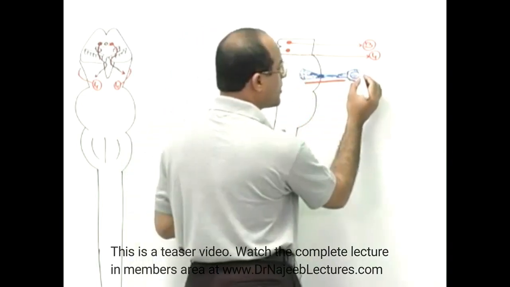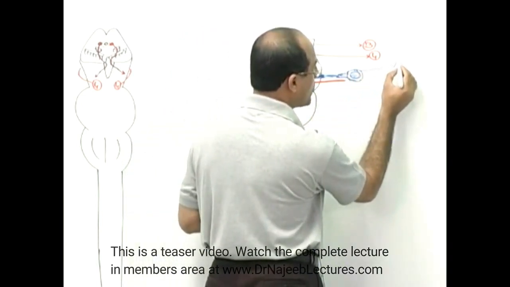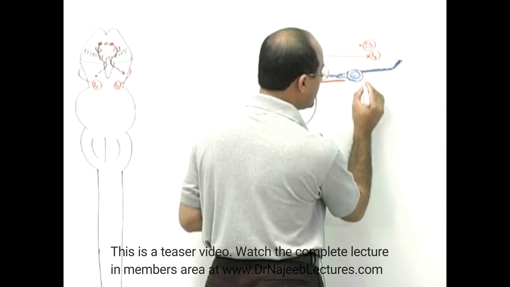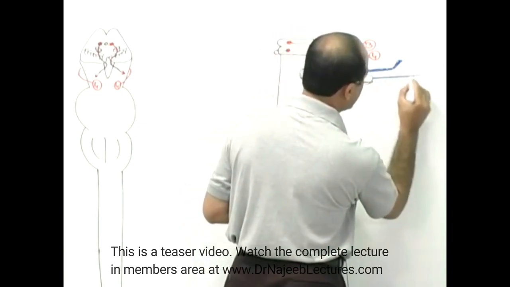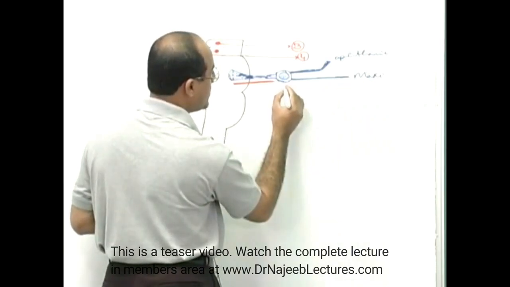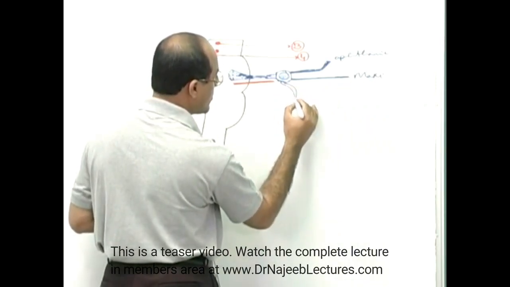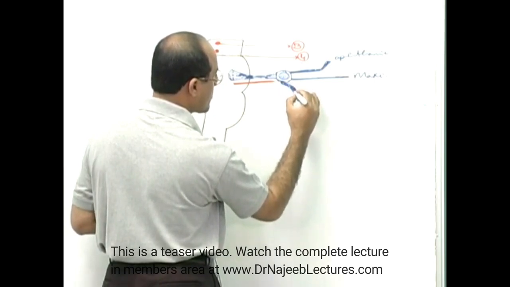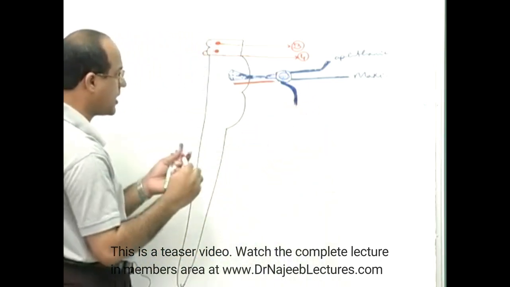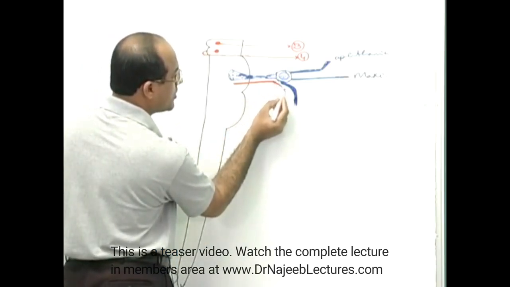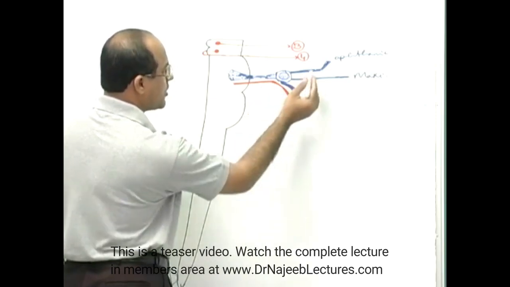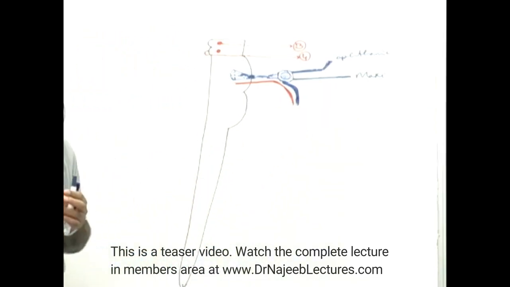Midpontine region. From here, it gives mainly three divisions. What is this? Ophthalmic division. Other is? Maxillary division. And third is mandibular division. And here I want to highlight a point that the motor root, all fibers will go along the mandibular division. None of them are going along the ophthalmic division or maxillary division. Is it clear?